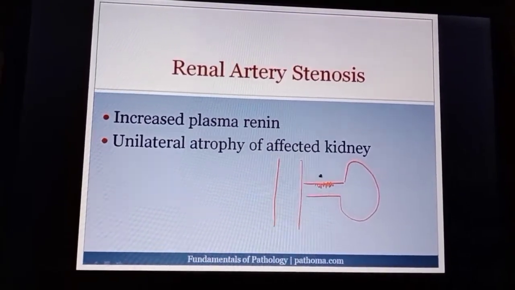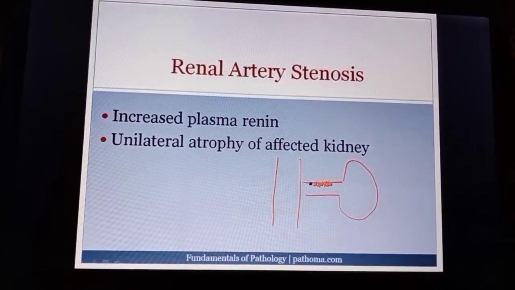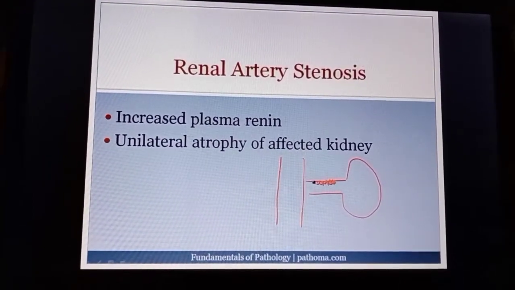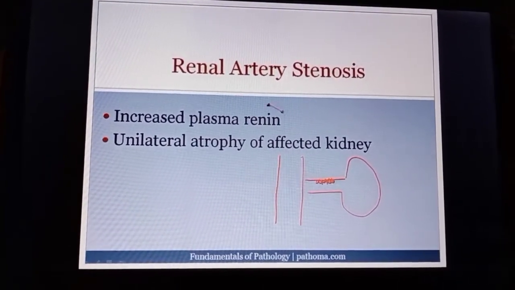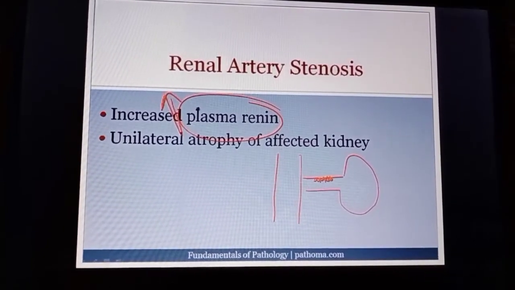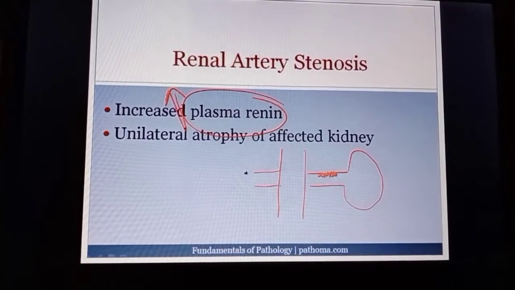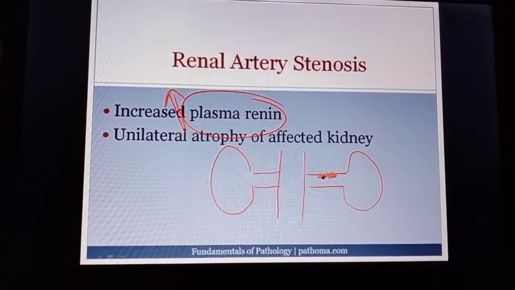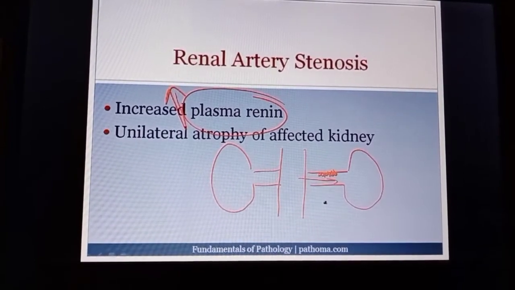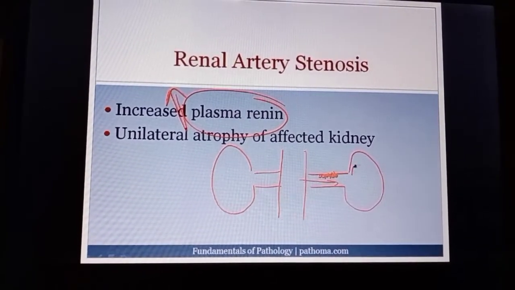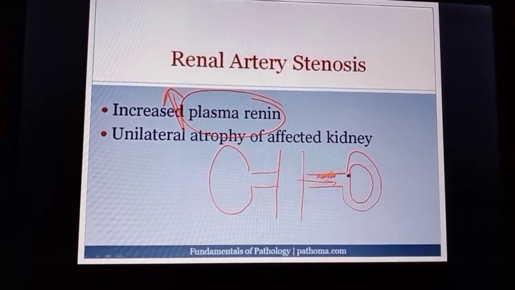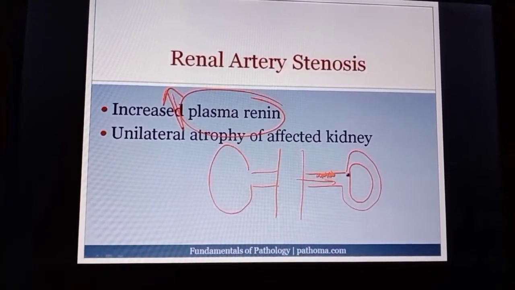Now, of course, if you've got renal artery stenosis, then you're activating the juxtaglomerular apparatus, so you're going to be releasing a ton of renin. And so in patients with secondary hypertension, you often see an increase in the plasma renin. And if you look at both kidneys, usually the stenosis is going to involve one kidney. And when it involves one kidney, there's going to be a decrease in blood flow across that kidney. And so this particular kidney will become smaller. And so you'll have unilateral atrophy of the affected kidney in renal artery stenosis.